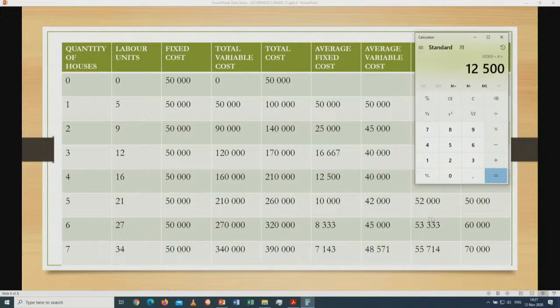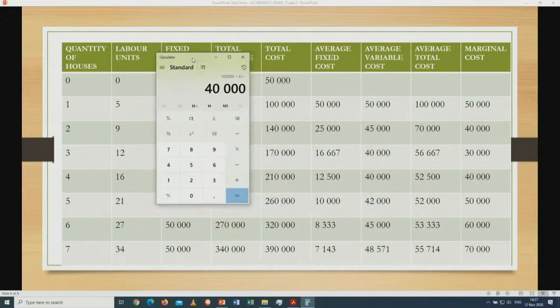But how much of the variable cost can we apportion to one house? Remember, very important. Can you see? It's easy to make mistakes when you are not really looking at what you're doing. Then we look at what is our variable cost. In this case, our variable cost is there, 160, and then we must divide that by what? The number of houses, and that will then give us the 40,000.